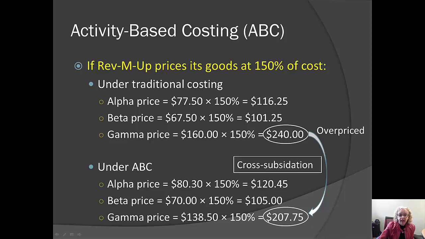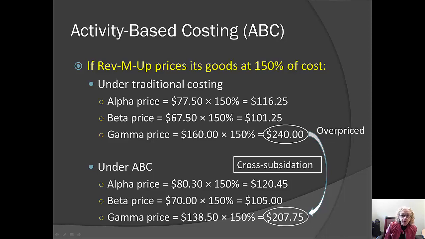This finding that when we assign too much cost to one product, by definition, that means we're not going to assign enough cost to some other product, is called cross-subsidization, and it's a very serious problem.